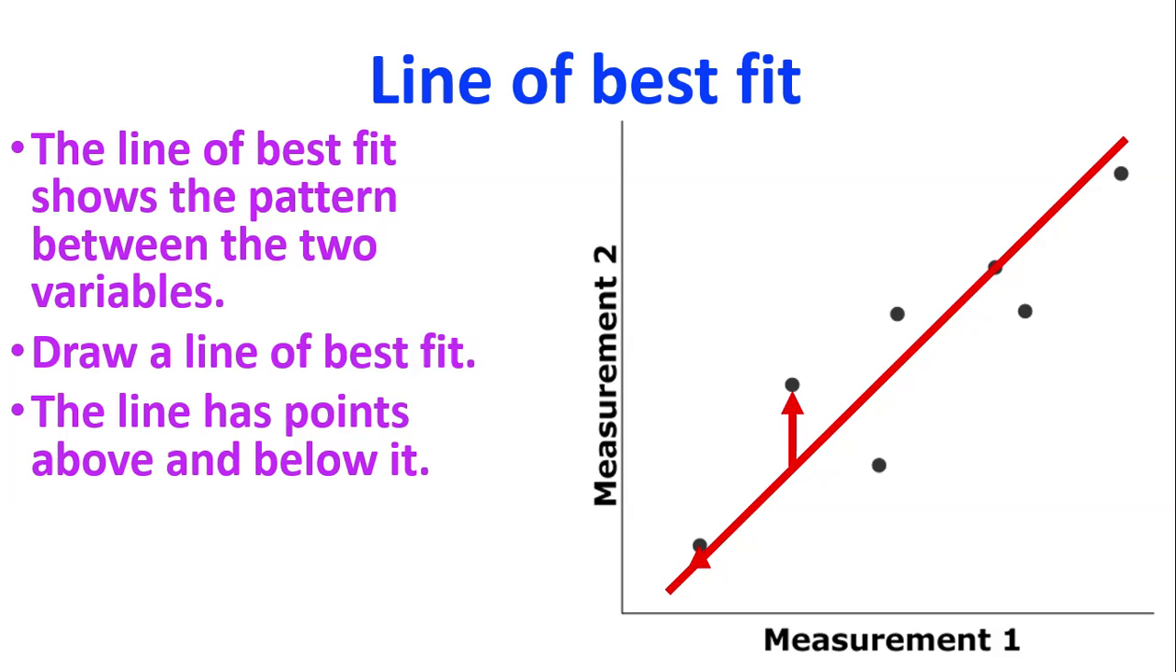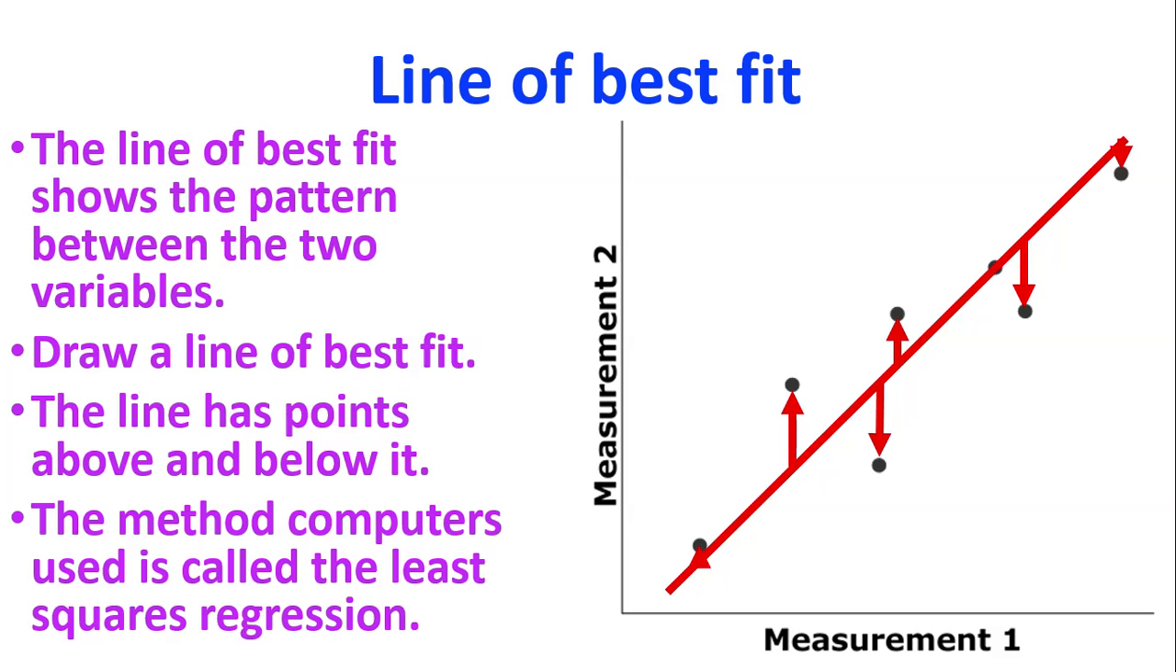So I can see I'm adding these little arrows on, and those are just showing me the difference, the distance between that line of best fit and each of the points. Okay, and what I want to do is I want to have the distances above the line and the distances below the line to be about the same. And that's how I know I've got a very good line of best fit.